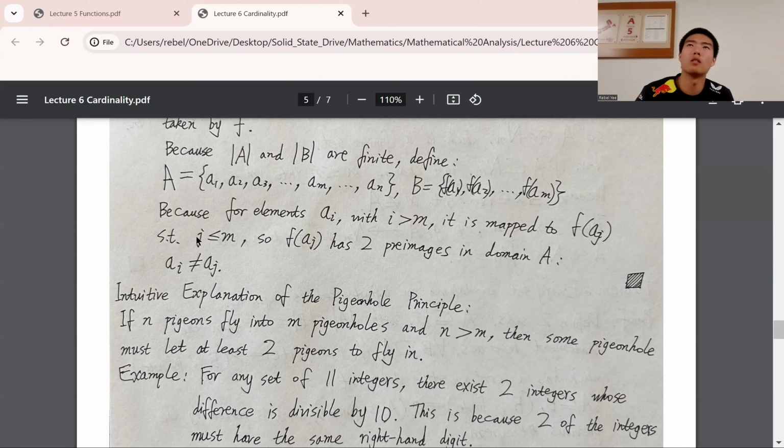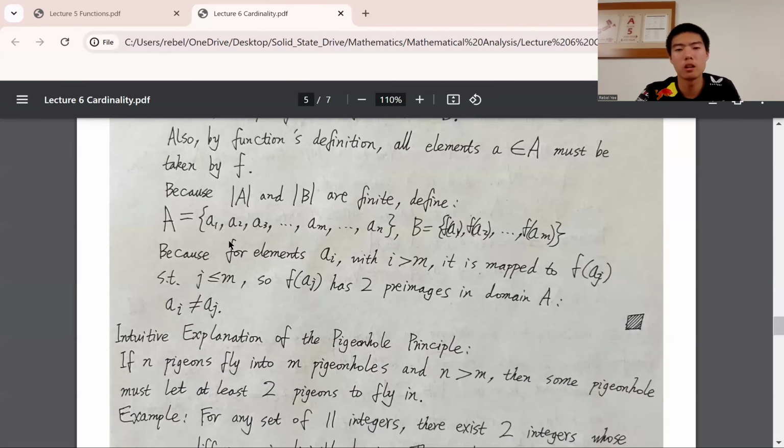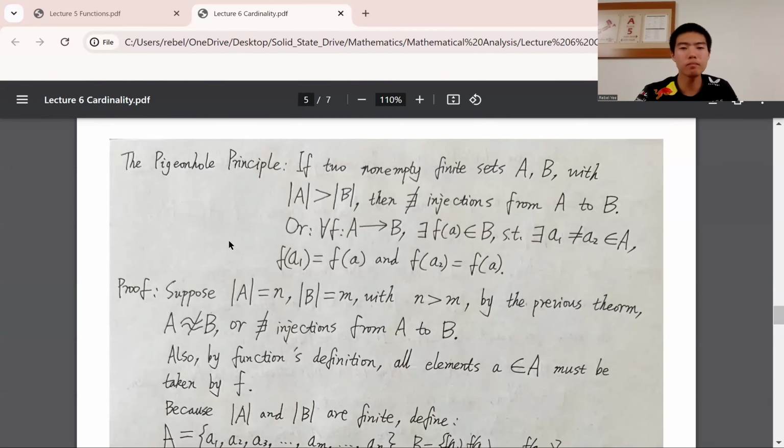But imagine there are 10 pigeons flying into 8 pigeonholes. Then what happens? The first 8 fly in and the 2 remaining must share a hole with the already existing pigeons. So this is what it says.